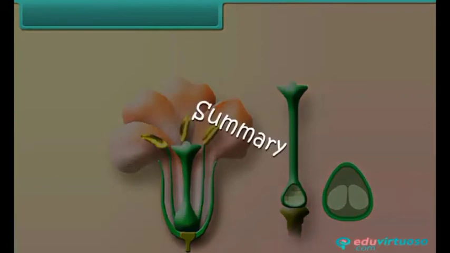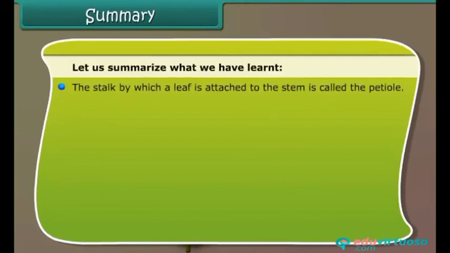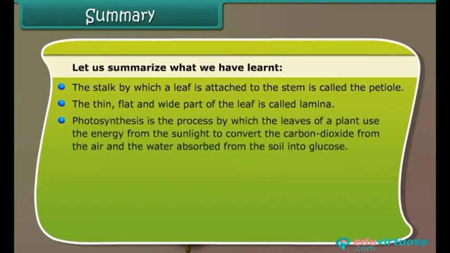Okay, now what have we learned in the chapter? We have learned about leaves and flowers, and we have learned about transpiration, photosynthesis, and different parts of a flower. The stalk by which a leaf is attached to the stem is called the petiole. Okay, so we have learned about the leaf, and the stalk by which the leaf is attached to the stem is known as petiole. The thin, flat, and wide part of a leaf is known as lamina. Okay, the thin, flat, and wide part of the leaf is known as lamina.